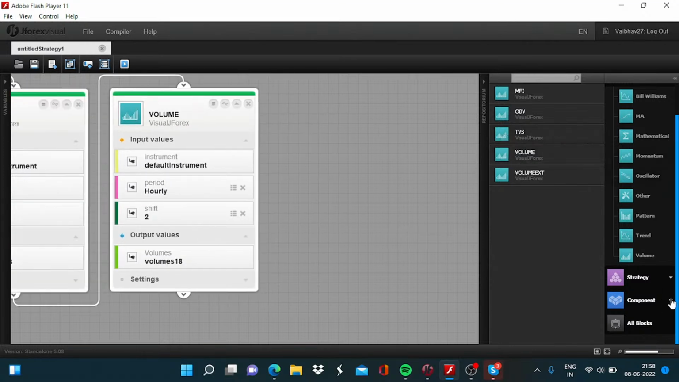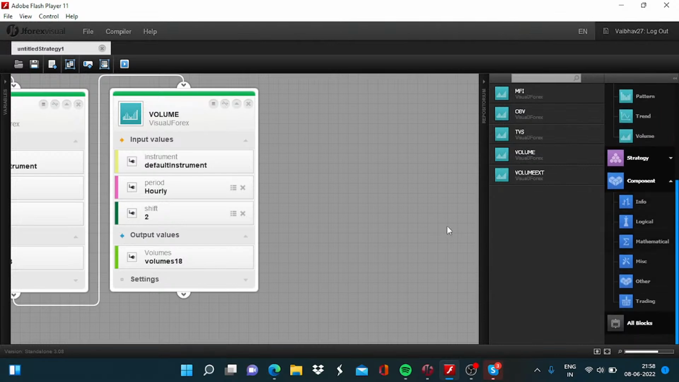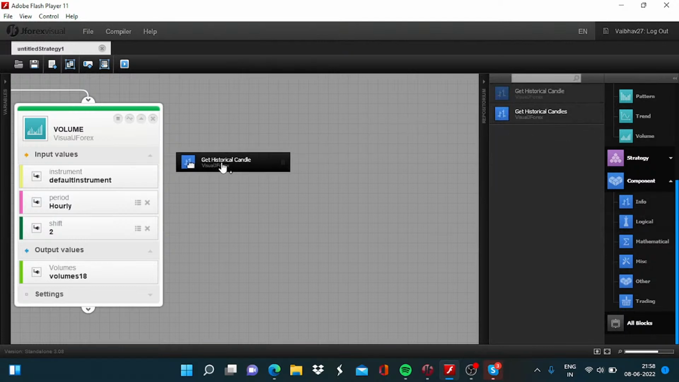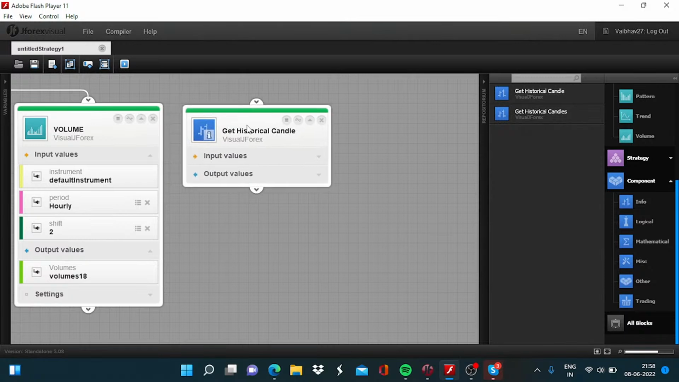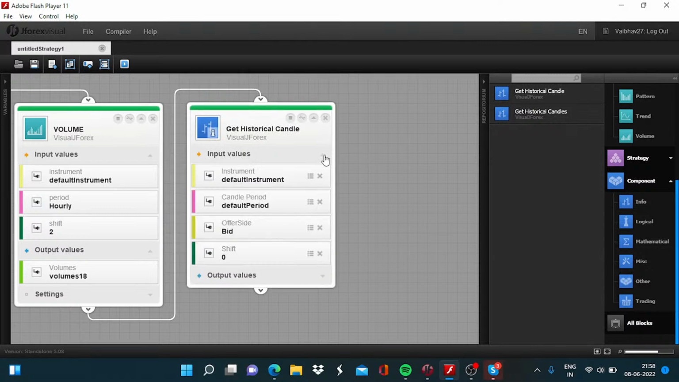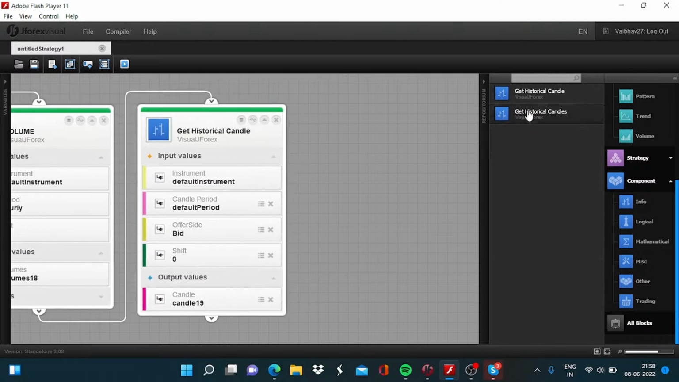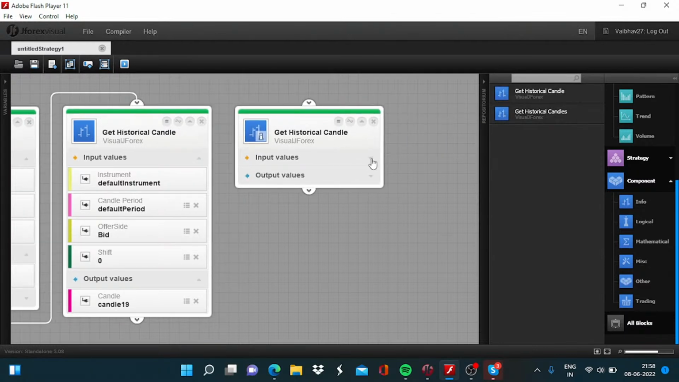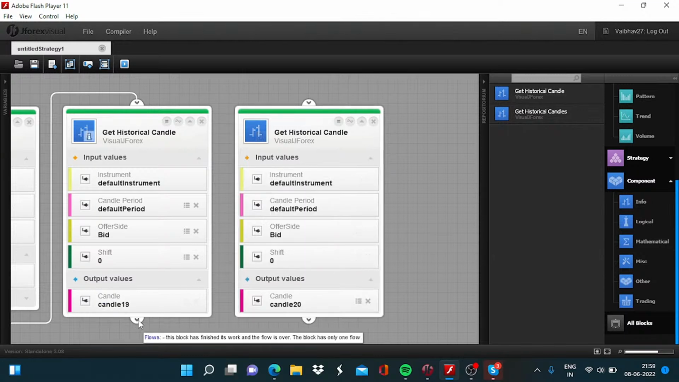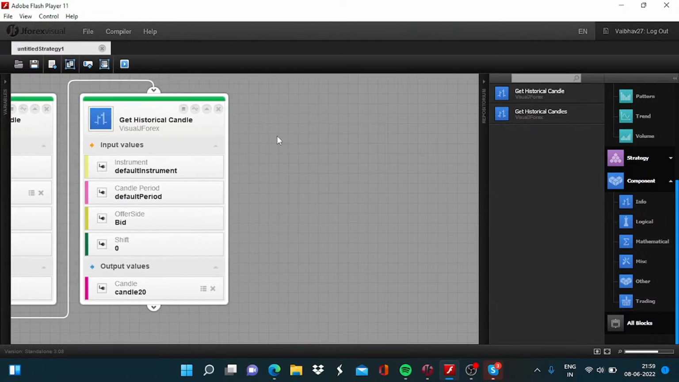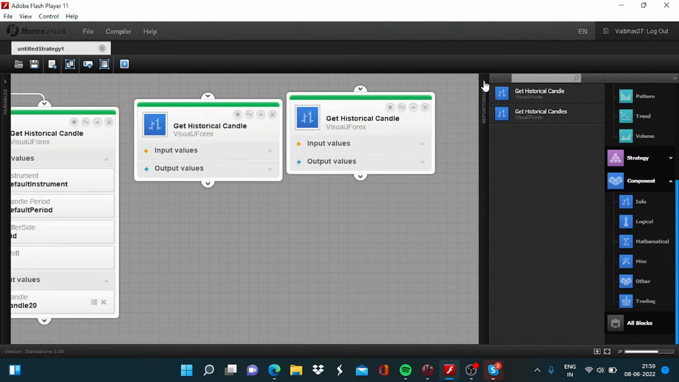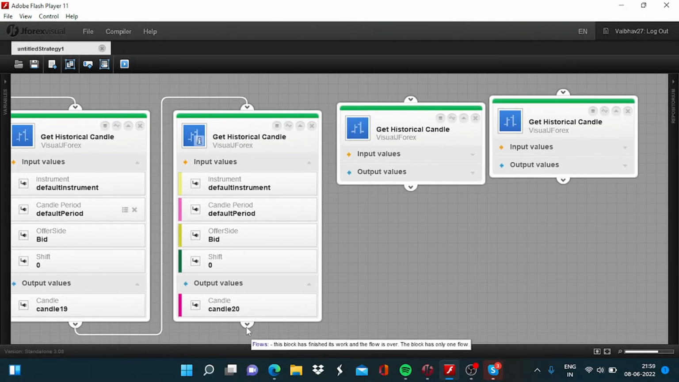And afterwards, to look at the price volatility, we are also going to rely on the price formation. For that, we need info blocks, the get historical candle. So I am going to add 2 more of this with the hourly candle period and look back period of 1 and 2 respectively. And to pinpoint the exact entry point, we also need the 10-second data. So for that, I'm going to add 2 more with the candle period of 10 seconds.